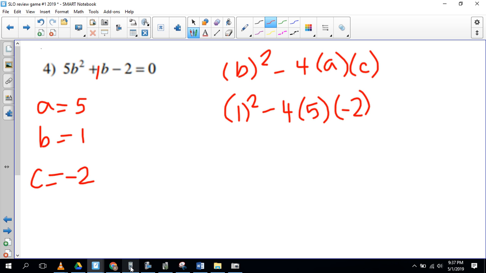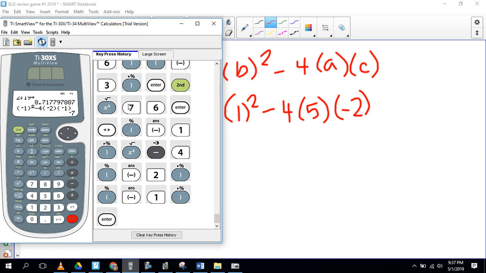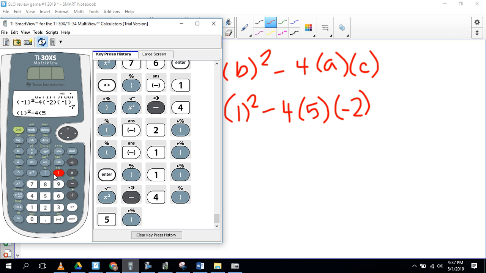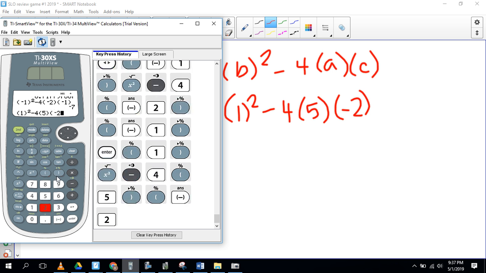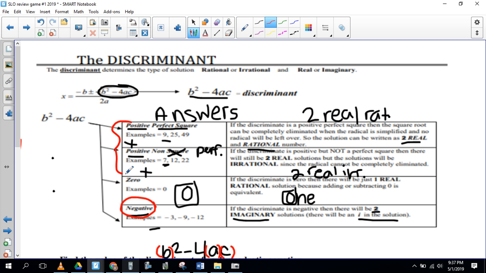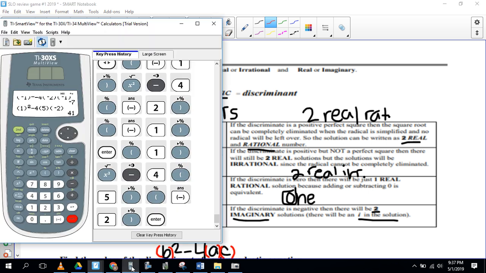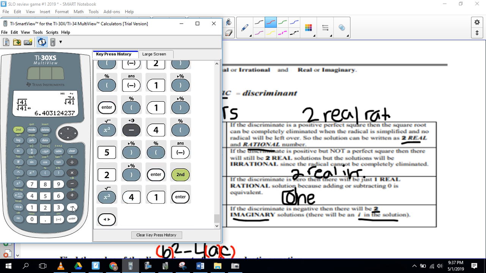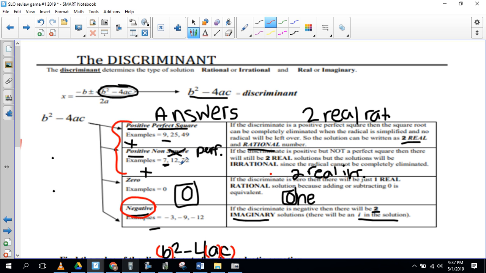And we're going to plug this in our calculator. So we had parentheses 1 squared minus 4 times 5 parentheses negative 2, and we get 41. So 41, first of all, is a positive number, so we need to figure out what it is. So it's not these. If we take the square root of 41, we get the square root of 41. If we toggle it, we get a decimal. So we know it's not perfect. So once again, we'll have two real irrational. So go ahead and stop the video and complete the rest of the problems.